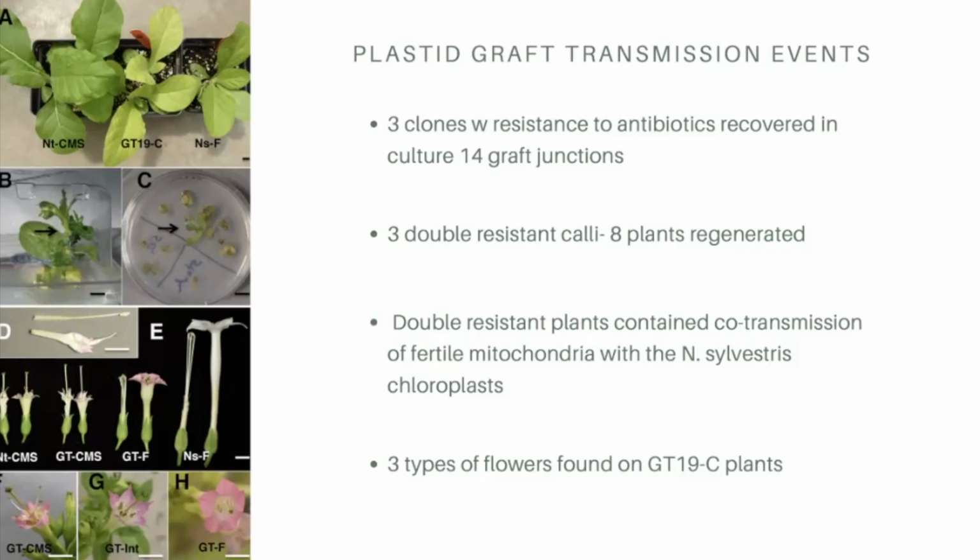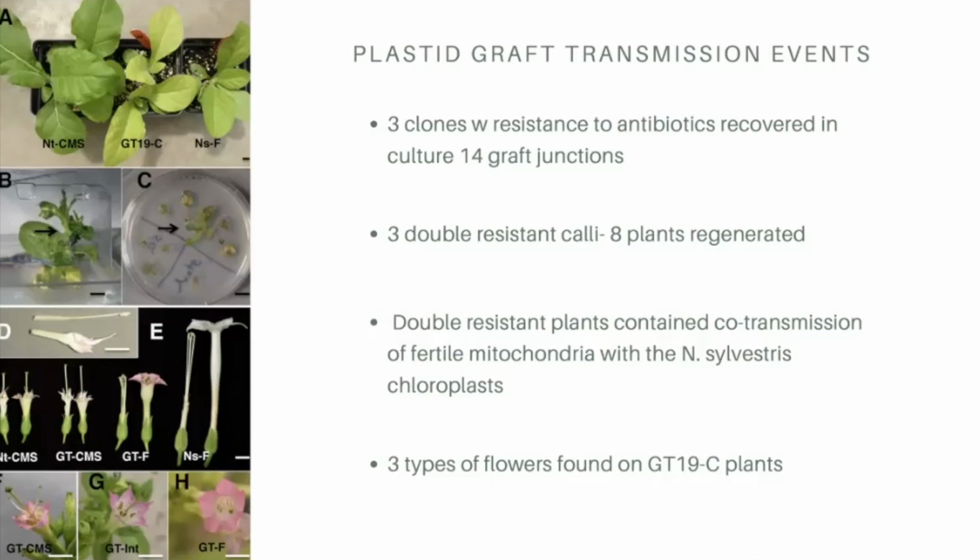sylvestris chloroplasts. 3 types of flowers were found on GT19-C plants. The first was CMS with petaloid stigmatoid anthers, found in figure 1F. The second was fertile anthers with ample pollen in figure 1H. And lastly, an intermediate with partial conversion of anthers into petals, depicted by figure 1G.